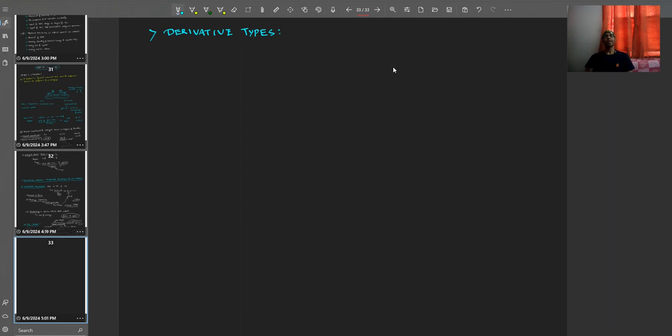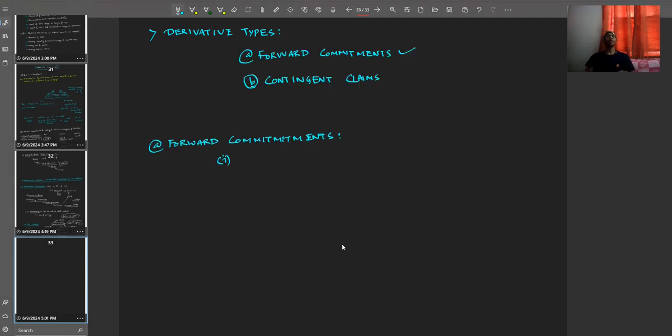The primary types of derivative contracts that we discussed were forward commitments and contingent claims, right? Now the three major kinds of forward commitments that we will discuss here are forward contracts, futures contracts, and swaps. So first, let us discuss what forward contracts are. Let us take an example, friends.